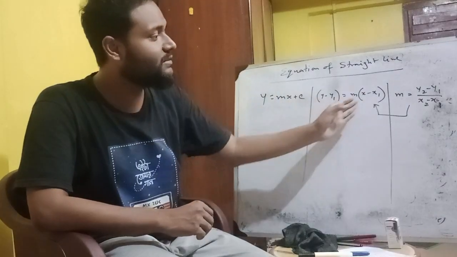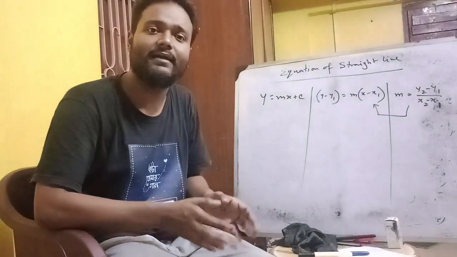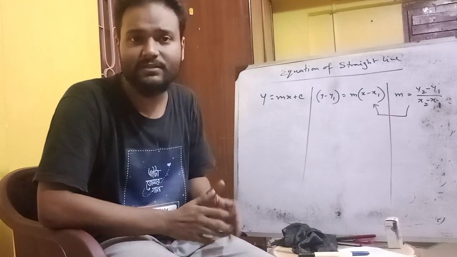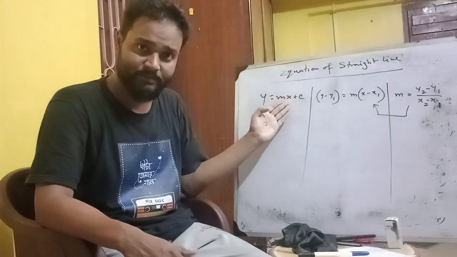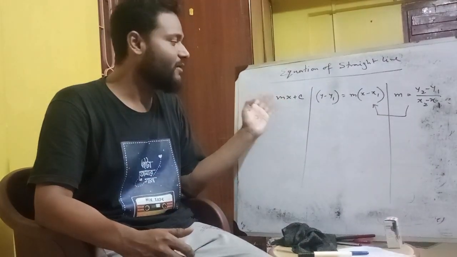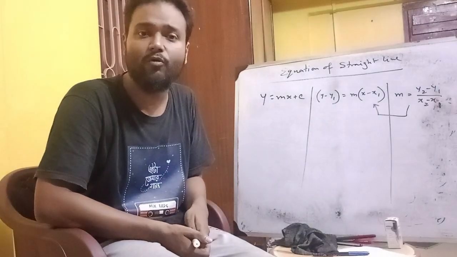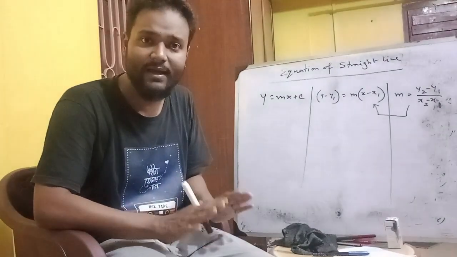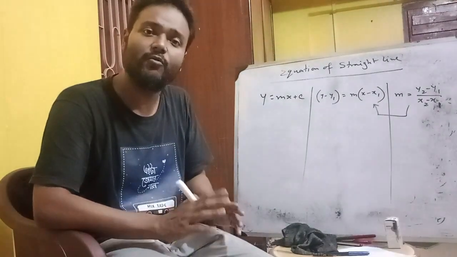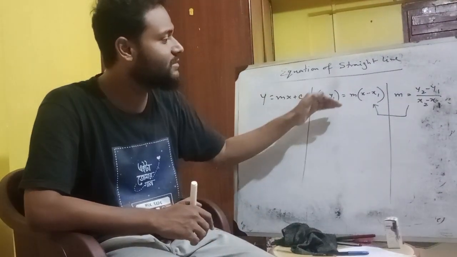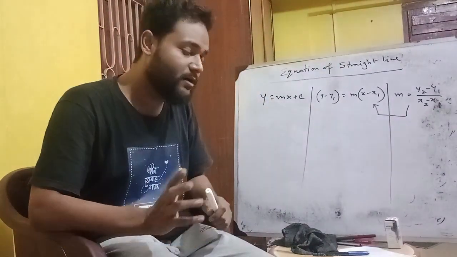There are three methods by which we can calculate the equation of a straight line. So this is basically y and x. We all know that x and y are the coordinates, and m is what? m is the slope, and c is the y-intercept. These are the three forms to calculate the equation of a straight line.